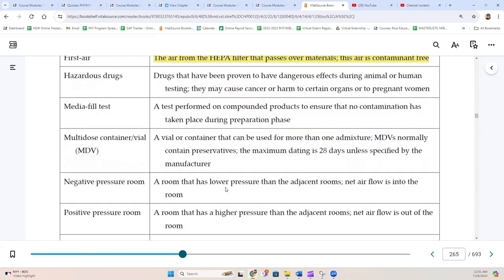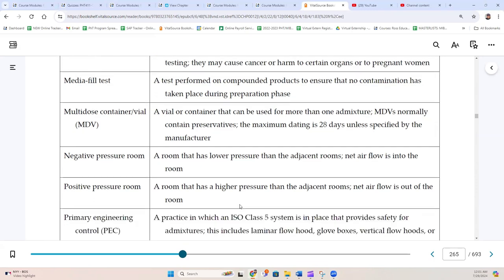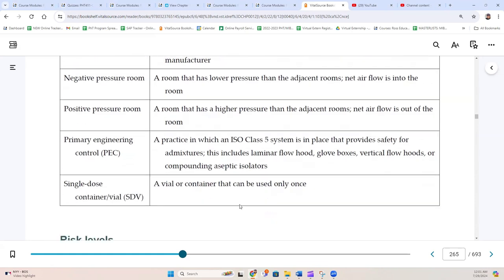Hazardous drugs, drugs that have been proven to have dangerous effects during animal or human testing. They may cause cancer or harm to certain organs or to pregnant women. Media fill test, a test performed on compounded products to ensure that no contamination has taken place during the preparation phase. A multi-dose container, a vial or container that can be used for more than one admixture. The negative pressure room, a room that has lower pressure than the adjacent rooms. Net airflow is into the room. The positive pressure room, a room that has a higher pressure than the adjacent rooms. Net airflow is out of the room.